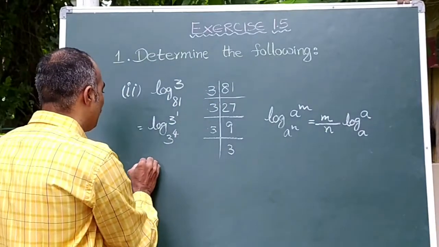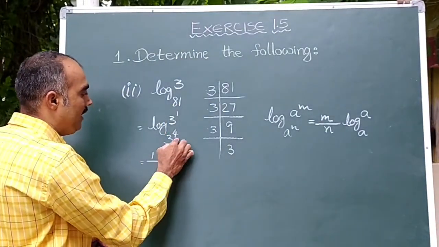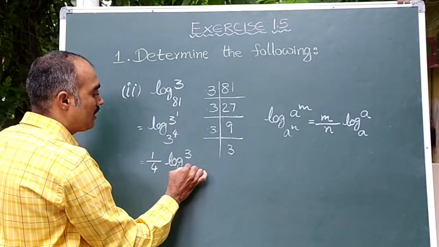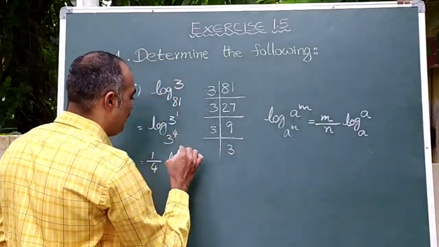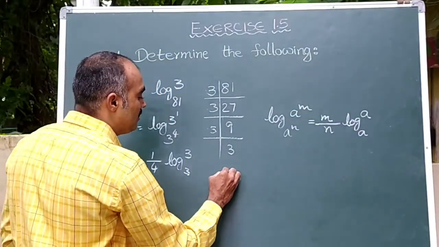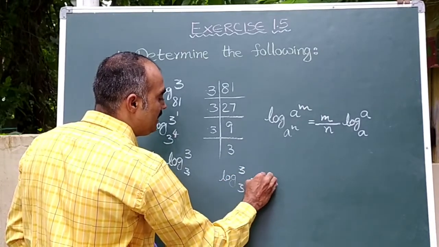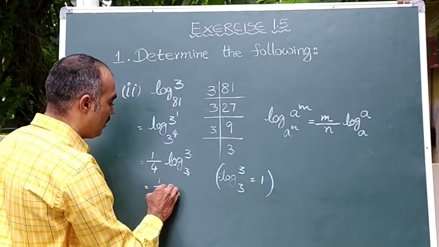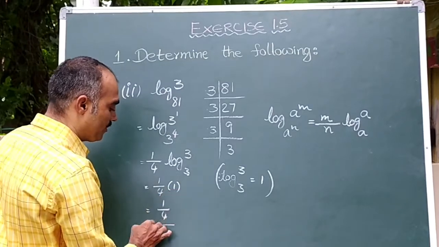Let us apply the formula here. Let us throw this one, so it will be 1 by 4 log, here 3 is alone, log 3 base 3. Already you know log a base a value is always 1. I have told you that log a base a is always 1 when both the values are equal. So let us write 1 by 4 into 1. Finally it is 1 by 4.